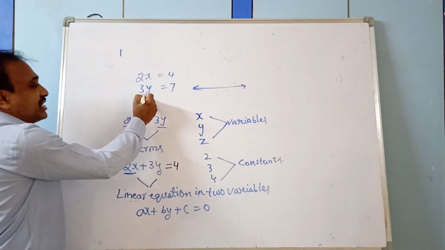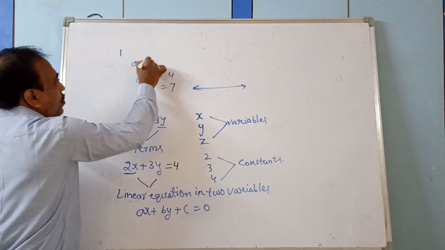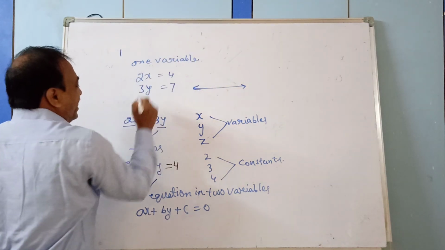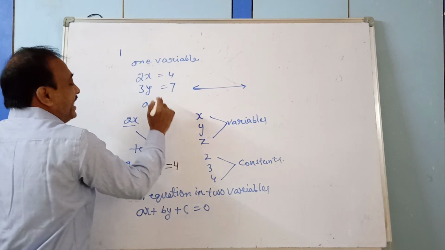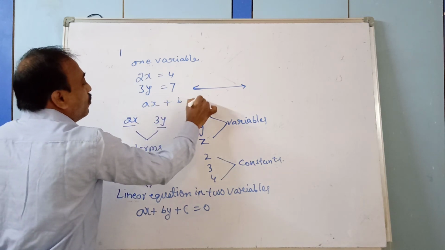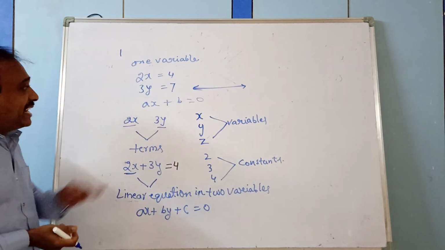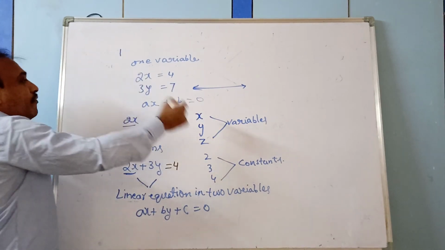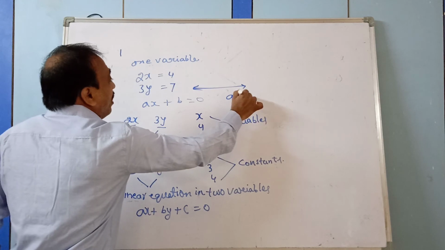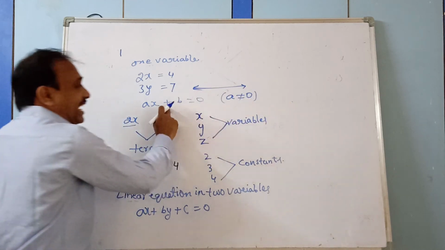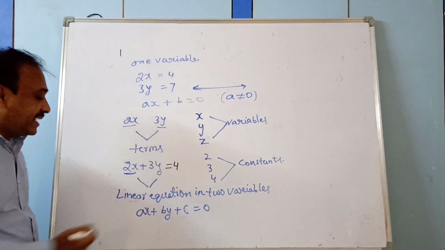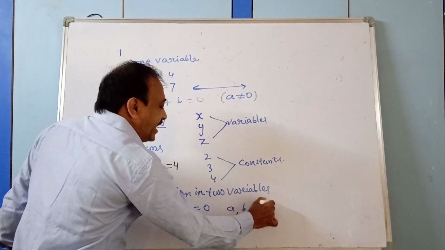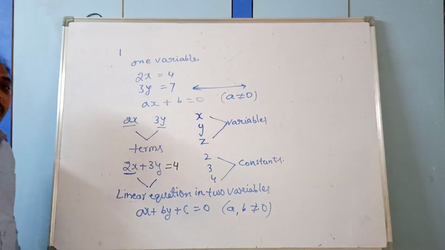Whereas in linear equation in one variable, the general form is ax plus b is equal to 0. This is a linear equation in one variable, where a is not equal to 0, and a and b are real numbers.